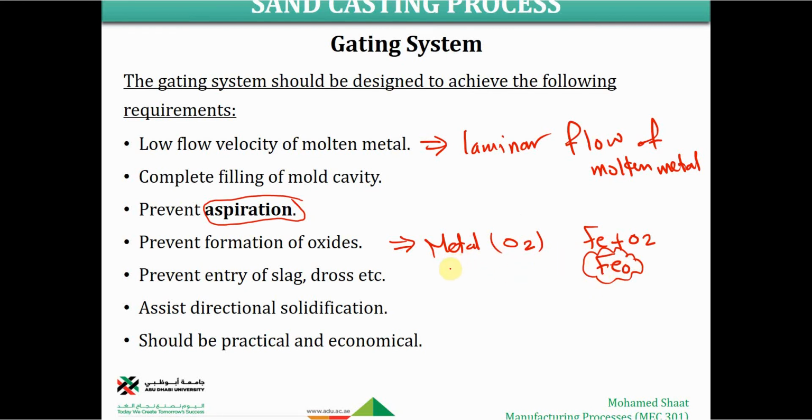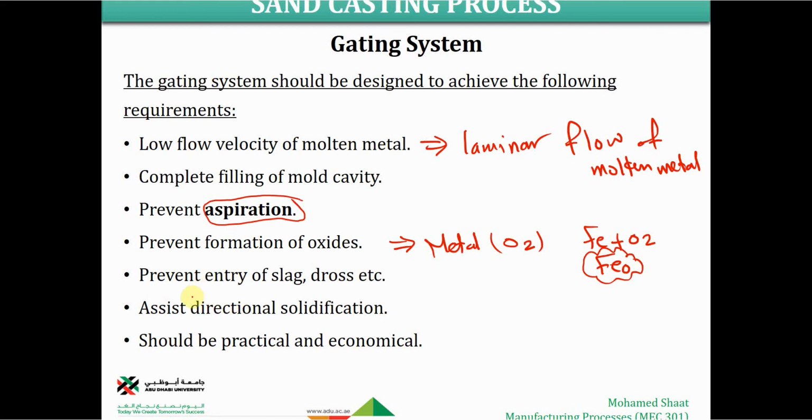So generally, since the metal is very hot, it is easy for the metal to be in chemical interaction with the oxygen in the environment. So we have to design the gating system to prevent this chemical interaction, or exposing the metal somehow to the environment. So we're going to prevent the formation of the oxides. It means that the gating system should prevent the exposure of the molten metal to the oxygen in the conventional environment. This is one of the essential requirements of the gating system.